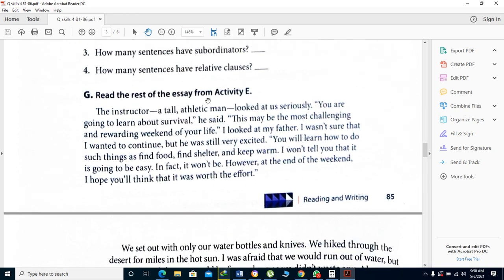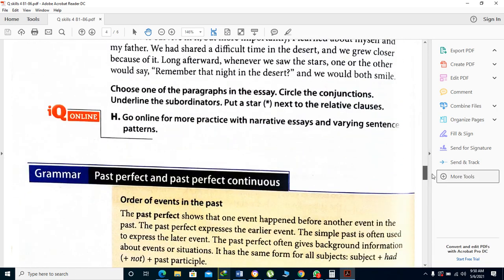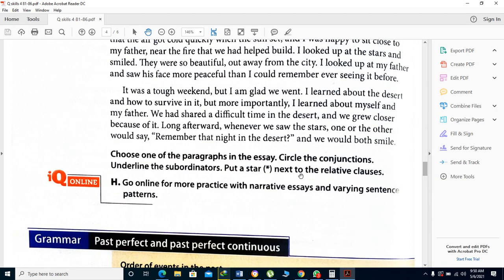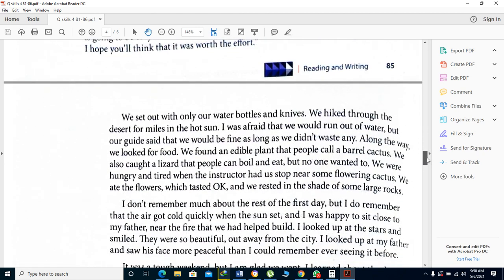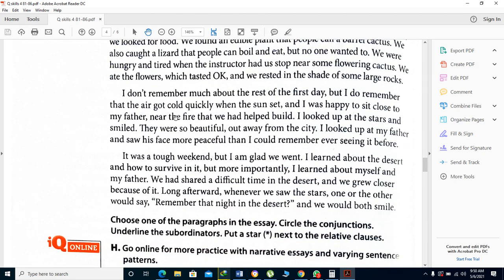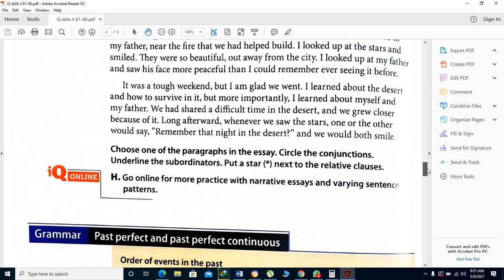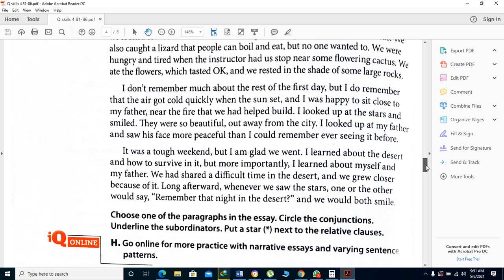Read the rest of the essay from activity E. Read this essay and choose one of the paragraphs in the essay, circle the conjunctions, underline the subordinators, put a star next to a relative clause. This is very easy. You will read this remaining part of the essay and then decide on one paragraph, like maybe this paragraph, and just read the paragraph and see where you can find subordinators, conjunctions, and relative clauses. Let's see.